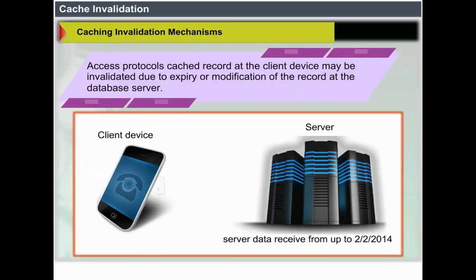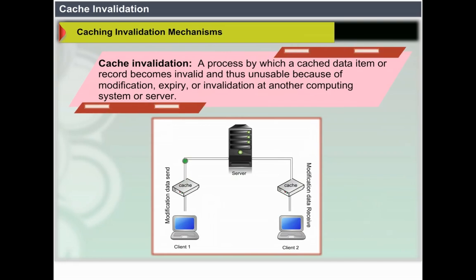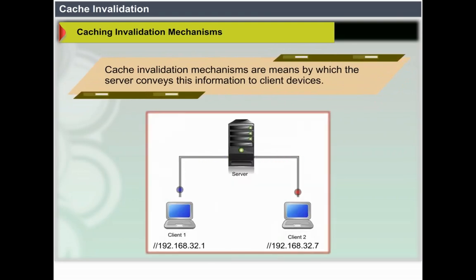Access protocol's cached record at the client device may be invalidated due to expiry or modification of the record at the database server. Cache invalidation is a process by which a cached data item or record becomes invalid and thus unusable because of modification, expiry or invalidation at another computing system or server. Cache invalidation mechanisms are means by which the server conveys this information to client devices.